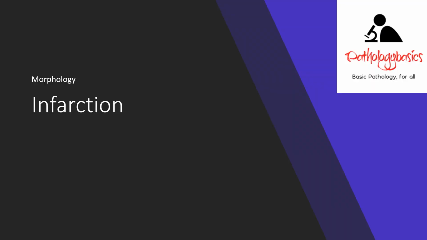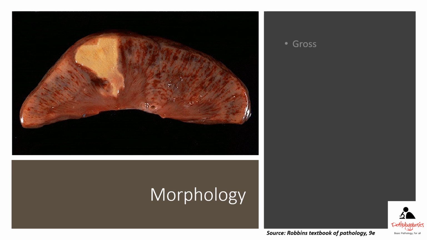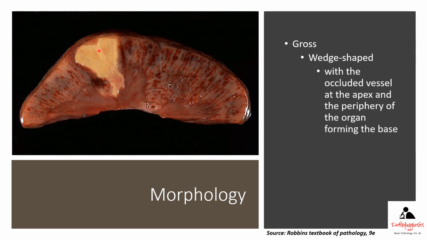Morphology of infarction. Grossly, we are here mainly describing an arterial infarct or a white infarct. It is wedge shaped, as you can see. This is a kidney. The kidney receives blood supply from the renal artery, which divides into various branches. But this particular branch supplying this particular area of the kidney must have got obstructed. It is a wedge shaped infarct.